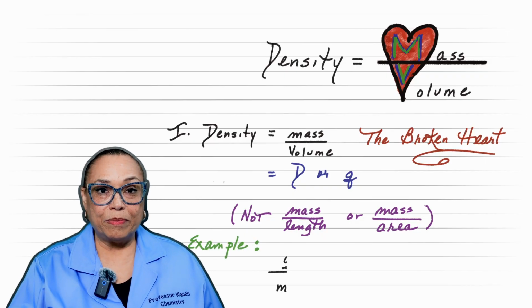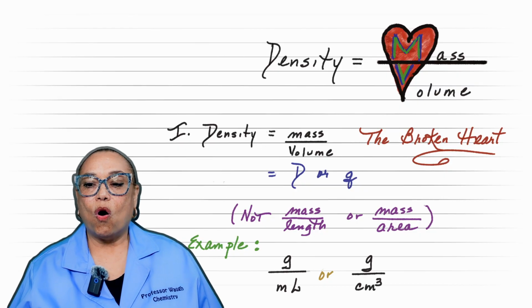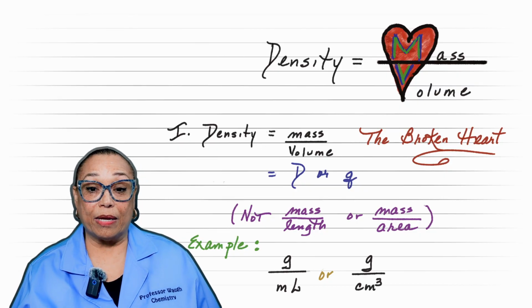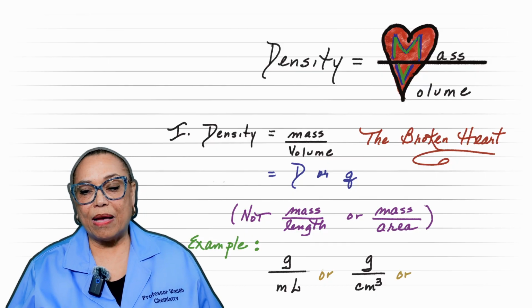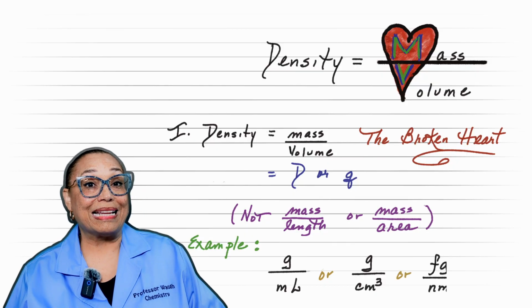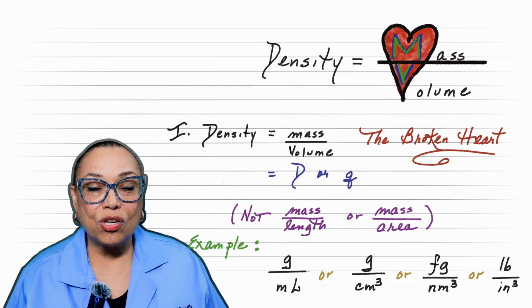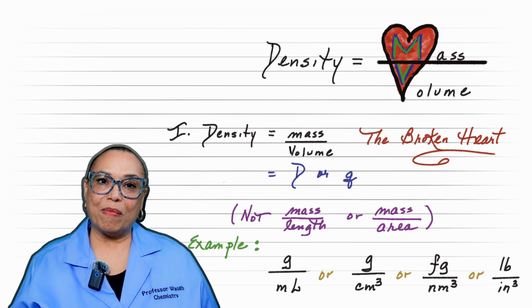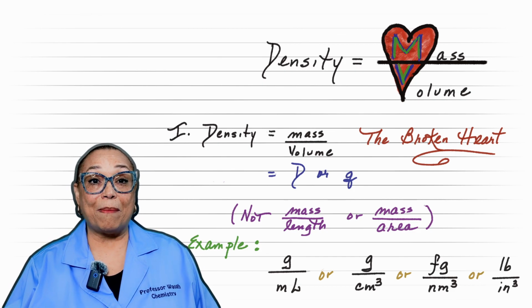So it's grams per milliliter or grams per cubic centimeter, because you know a cubic centimeter and a milliliter are the same thing, or a femtogram over a cubic nanometer, or a pound over a cubic inch. So you can do this in English system, SI system, metric system, it doesn't matter. It just has to be mass over volume.